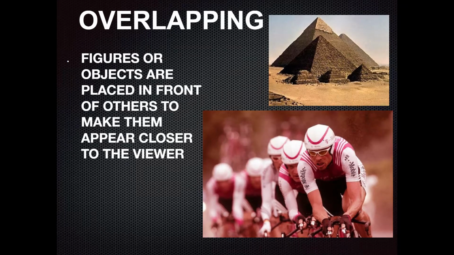It's going to take figures or objects and you place them in front of one another to make them appear closer to the viewer. The cyclist down here is a great example. The cyclist closer to the lens, or closer to the viewer, appears much larger, and we know he's in the foreground because he's overlapping his other cycling friends there.